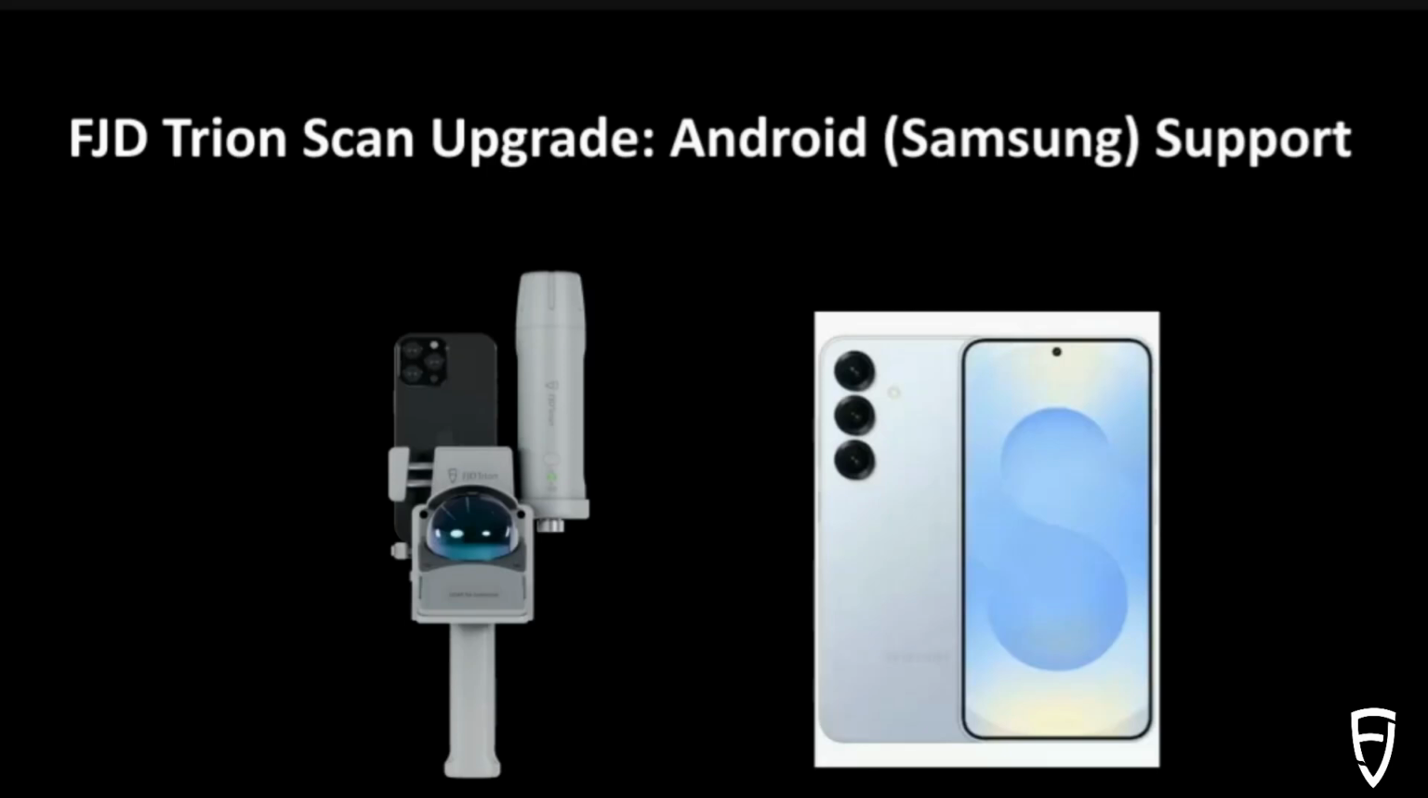And then let's move to the FJD Trion Scan upgrade. For the V4E LiDAR, scanning used to be available only on iPhone, as most of you know. Right now, with the new Trion Scan version, it supports 3D scanning on Android as well. Currently, it is available on selected Samsung Galaxy models from S20 to S25. This gives field teams more flexibility and also reduces reliance on a single platform.